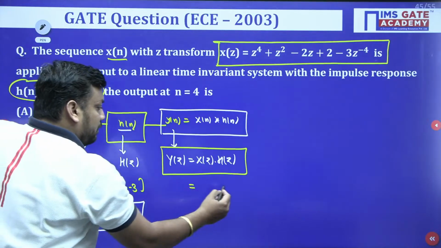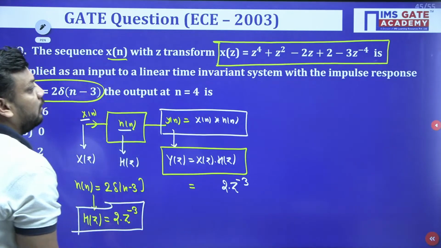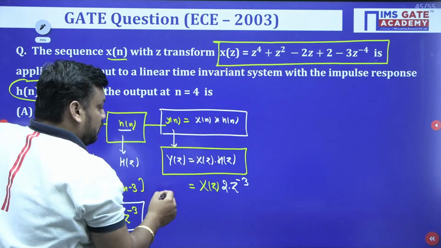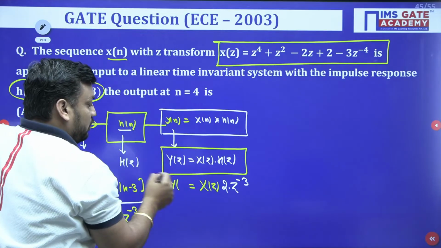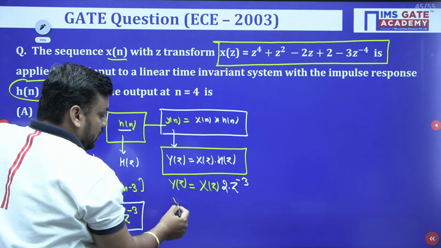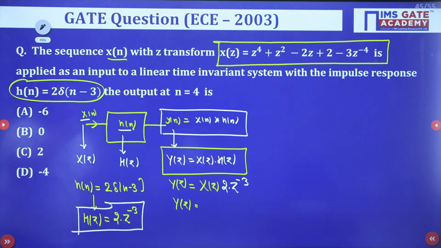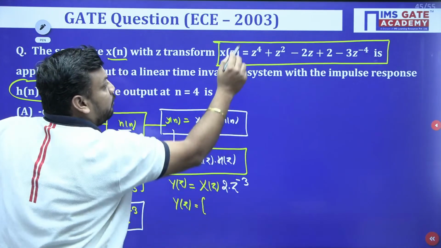And if I multiply here H(z) as 2 into z to the power minus 3, what is X(z)? X(z) is completely given to us. You can perform convolution, or you can also solve by using the z transform. Right now I am doing this question by using the z transform property. So I am putting the exact value of X(z) here from this box.